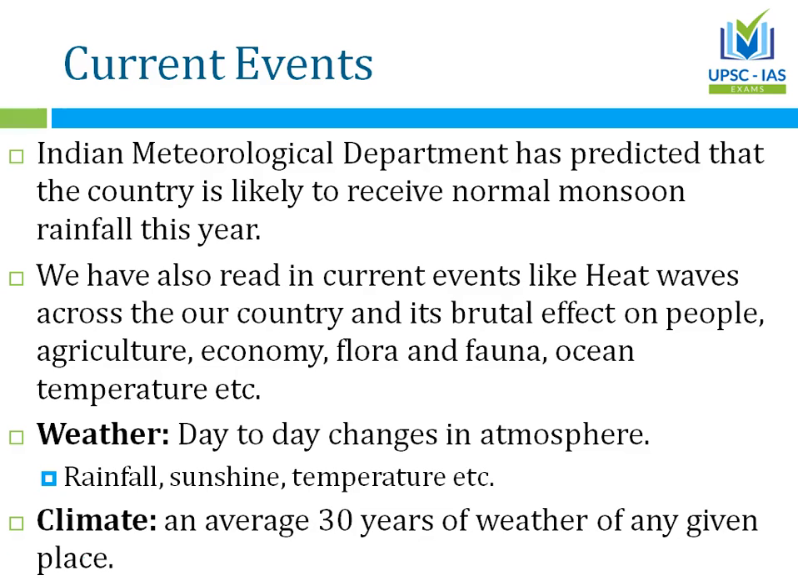Now what is climate? Basically, climate is an average of 30 years of weather of any given place. Say for example you take the weather of Madhya Pradesh. If you have data of 30 years of weather, then you take out the average, and you come to a conclusion that the climate of Madhya Pradesh is hot, or cold, or rainy, or whatever, right? So this is the difference. Climate is an average of 30 years, whilst weather is a day-to-day thing.